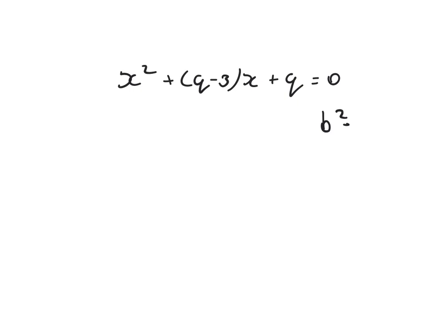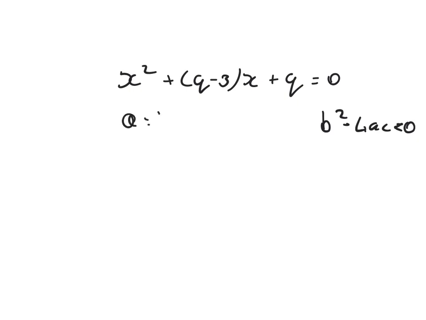Okay, more discriminant problems. This time we're asked to find the value of q given that x squared plus (q minus 3) times x plus q is equal to 0 has non-real roots. So for non-real roots, we know that the discriminant is less than 0, and we might pick up a mark for communicating that to the marker.